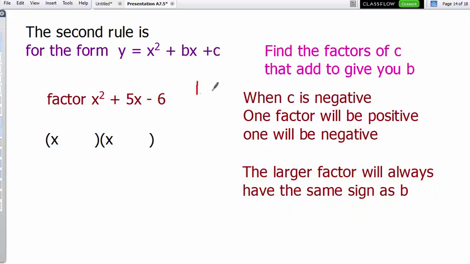So my factors of 6 are going to be 1 and 6, 2 and 3. My larger number has to be positive. That's going to make one of these two negative. One that works is -1 and +6, and we are factored.